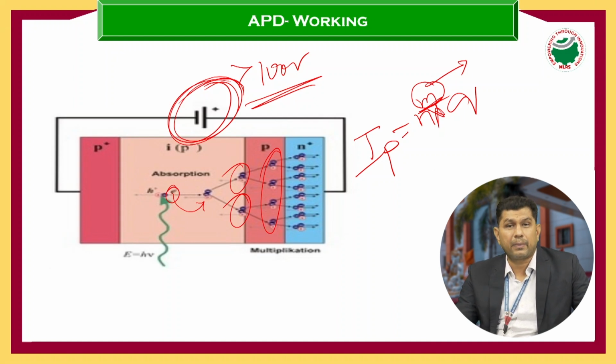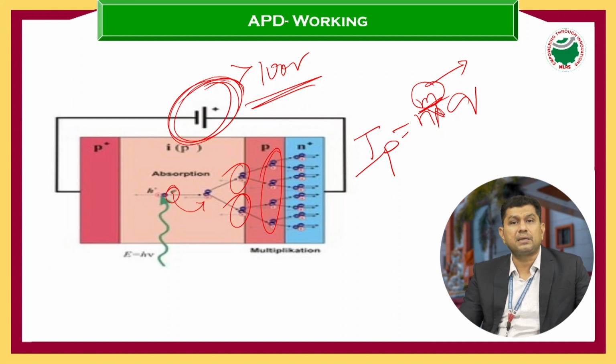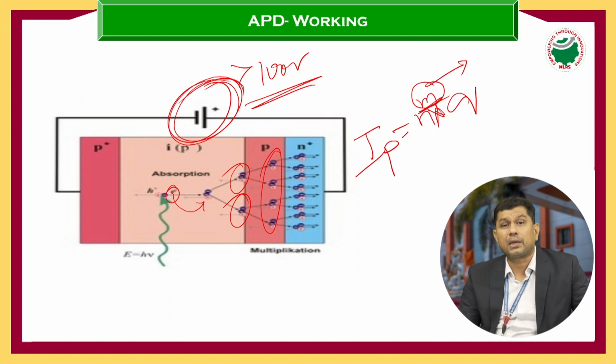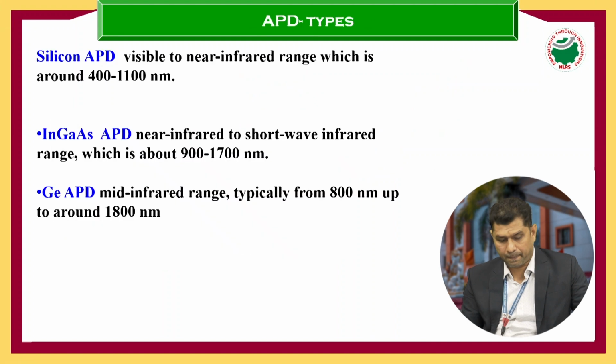The major drawback of the PIN diode is its responsivity and sensitivity. Those two are achieved in the APD by applying higher voltage. When you apply higher voltage, automatically noise will be more. So there are different types of APDs available.